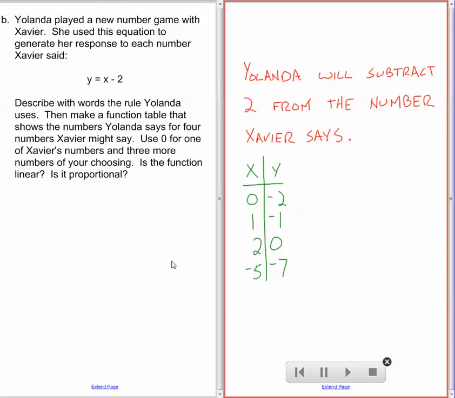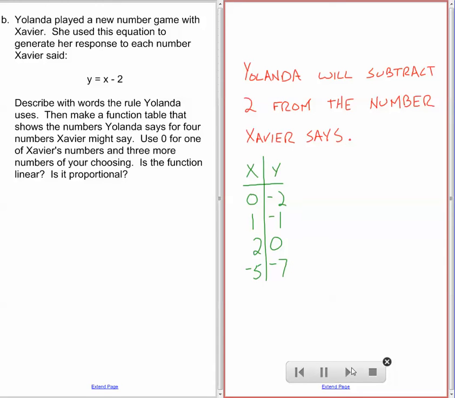Okay, and is this function linear? Yes, because as I go up by 1, Javier's number goes up by 1, and Yolanda's number will continue to go up by 1 as well. So as this goes up by the same amount, the number Yolanda says goes up by the same amount.